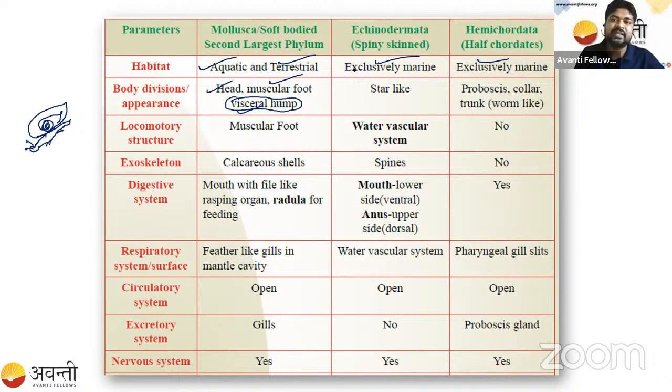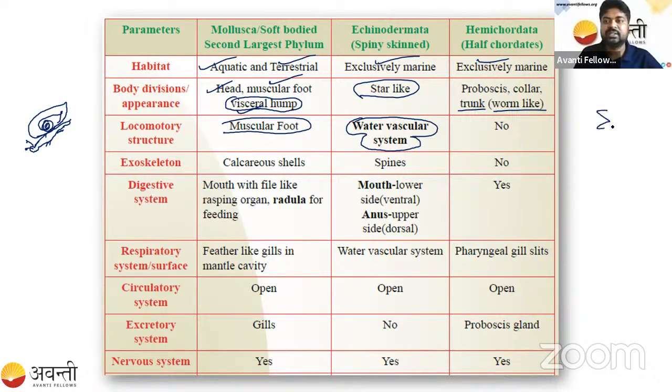In the case of Echinodermata, the body is star-like. In the case of Hemichordata, they have a proboscis, collar, and trunk, meaning worm-like. The locomotory structure in Mollusca is the muscular foot. Echinoderms have a water vascular system. I think you already know starfish contain the water vascular system. They use water pressure to move here and there. That thing is known as the water vascular system. In the case of Hemichordata, they do not contain any locomotory structure.